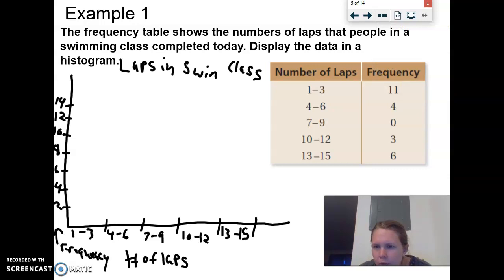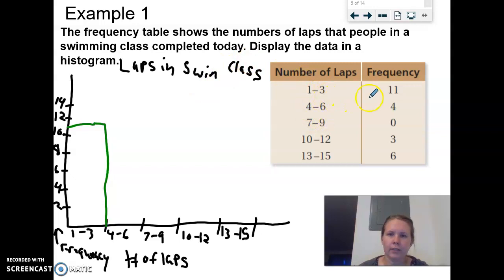Let's go green. Okay. So what I'm going to do is take a look at the number of laps here. It's 1 to 3 and my frequency is 11. So with this one from 1 to 3, I'm going to go up to 11, which looks to be in between my 10 and 12 here. As straight as I can, bring it down. All right, there's 1 bar.